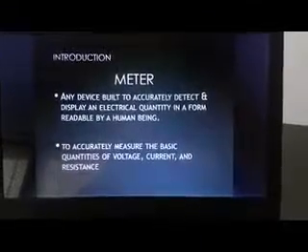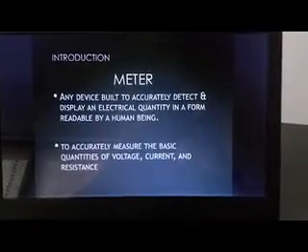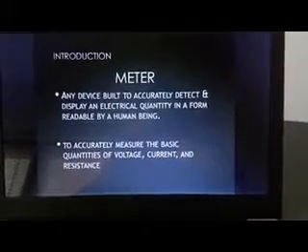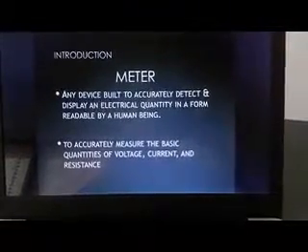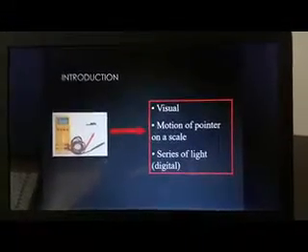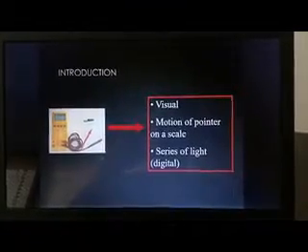A meter is any device built to accurately detect and display an electrical quantity in a form readable by a human being. It can measure the basic quantities of voltage, current, and resistance. A meter can be visual, such as motion of a pointer on a scale, or a series of lights.